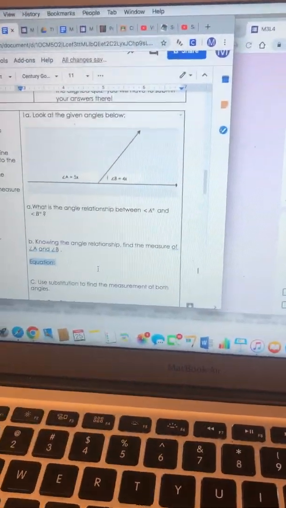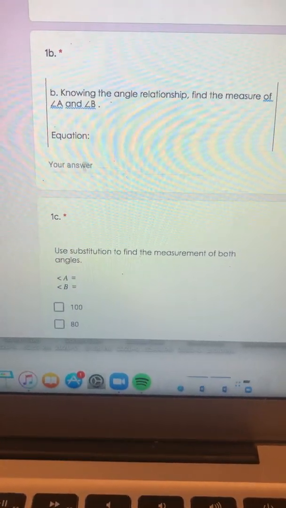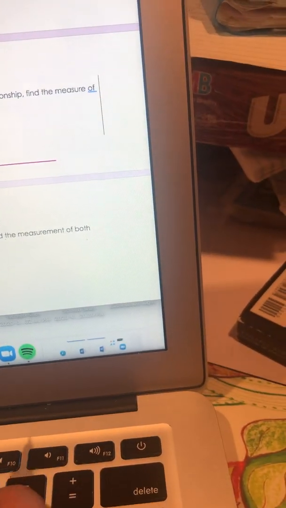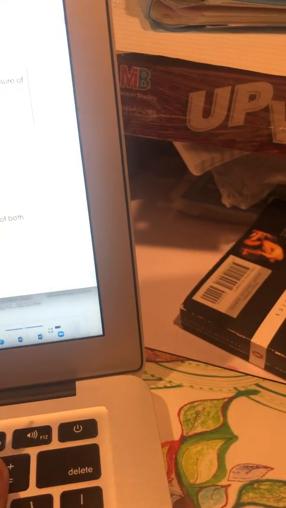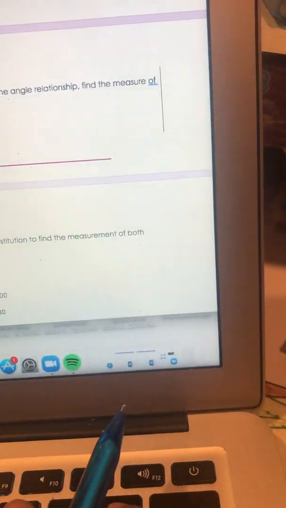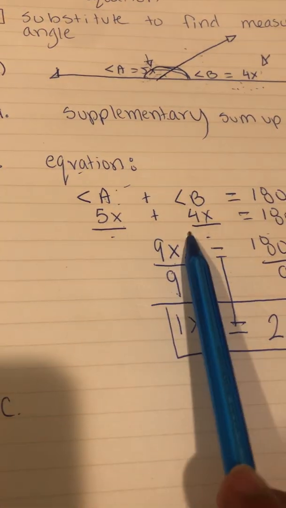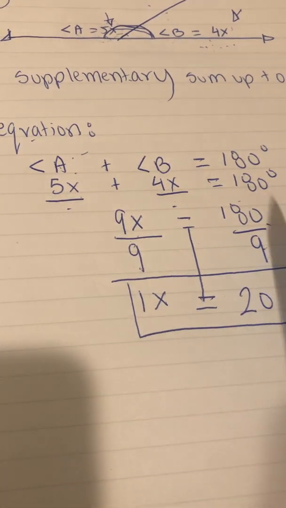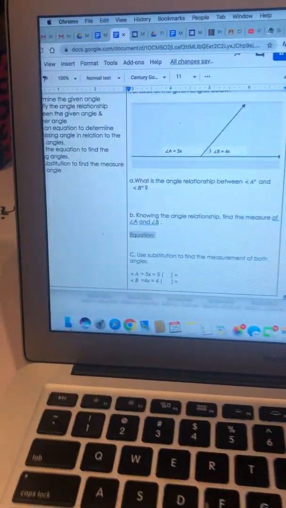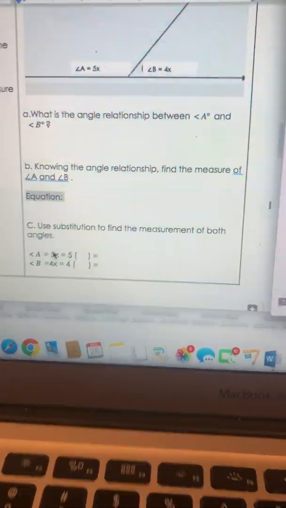Before we actually move on to 1c, what I want you to do is for 1b, we're going to type in the equation. And the equation I want you to type in is 9x equals 180. That's the equation that we used, because when we combine like terms, we got 9x equals 180, and then we solved for x. So part C says use substitution to find the measurement of both angles.